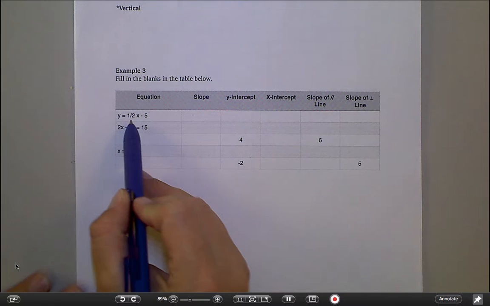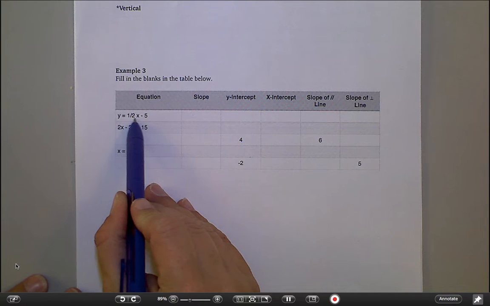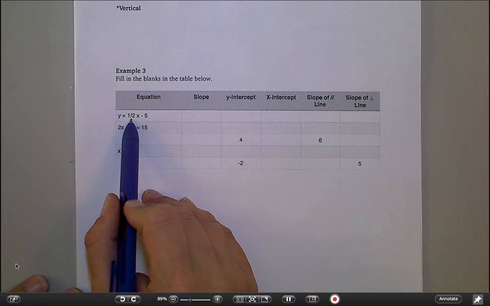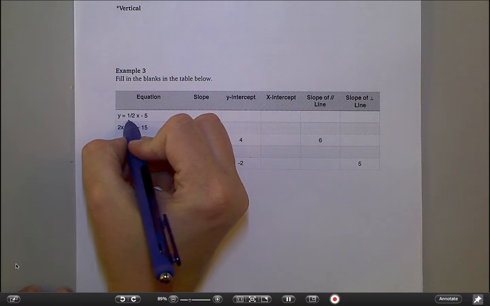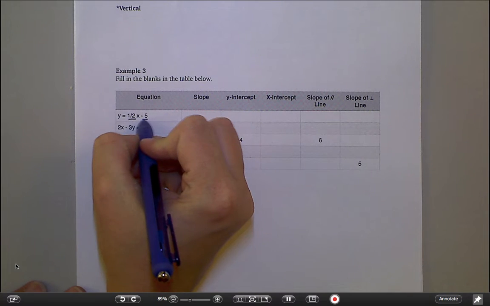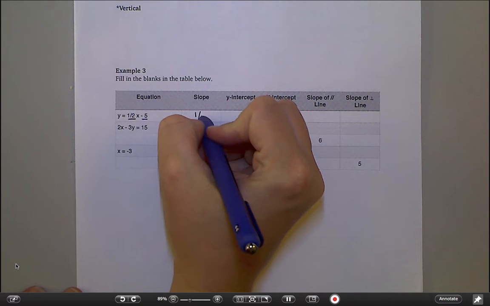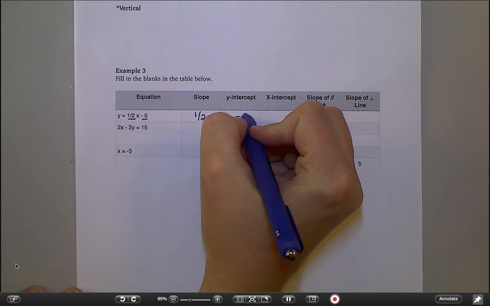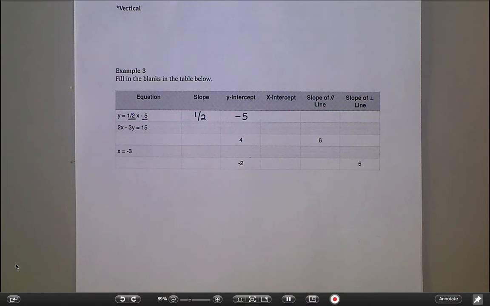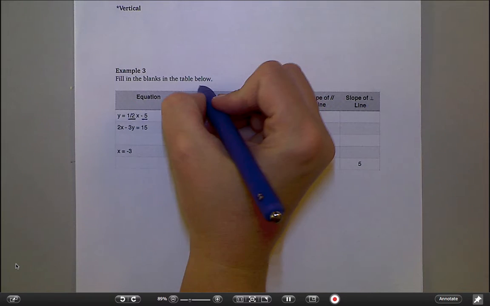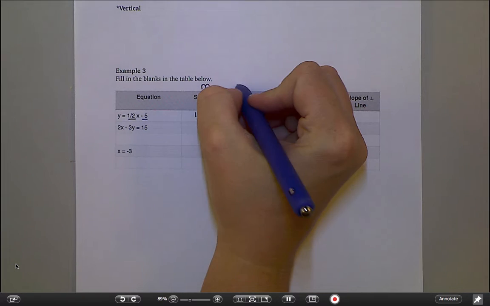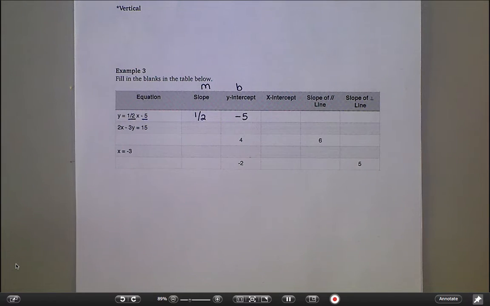So if I look at this first one, y equals 1/2 x minus 5. That's in slope-intercept form, right? Which means my slope and my y-intercept are just kind of sitting there for me. My slope is 1/2, and my y-intercept is -5. Okay, so if it's in mx plus b form, these two things should be easy. This is the m, this is the b. Okay? The x-intercept is a little bit different.